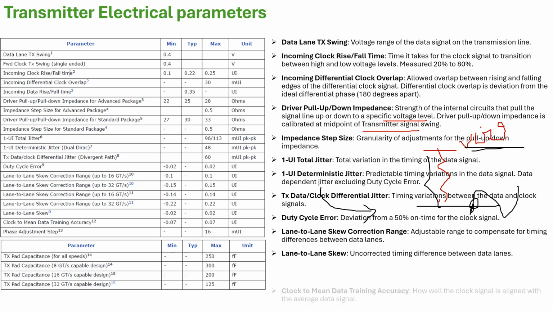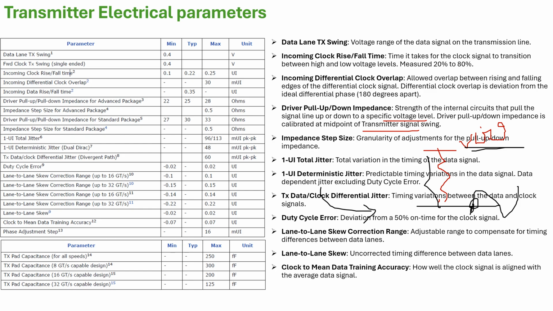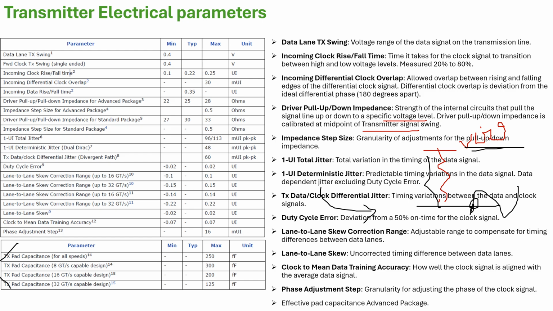Okay, so these are some of the things. And the clock to mean data training accuracy, how well the clock signal is aligned with the average data signal, that's important, right? And phase adjustment step, the granularity of adjusting the phase of the clock signal, because sometimes we adjust the phase of the clock, right? And effective pad capacitance in the advanced package. These are some of the electrical parameters UCIe talks about for your transmitter.